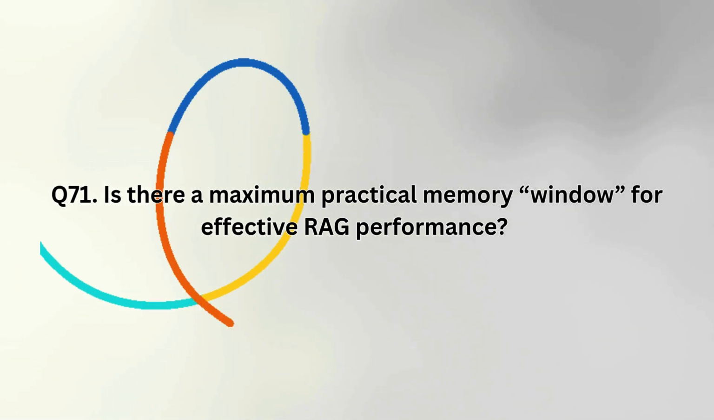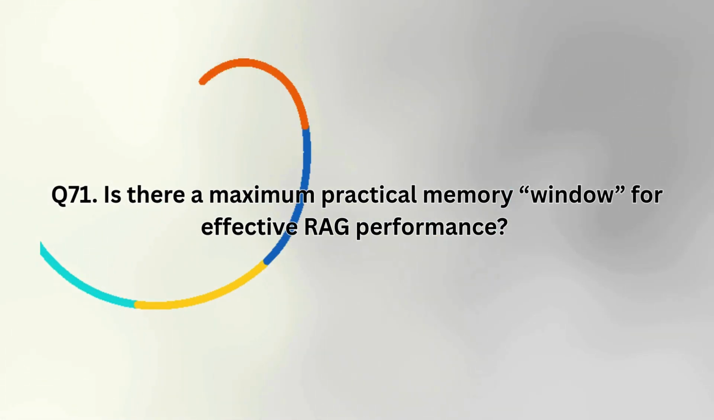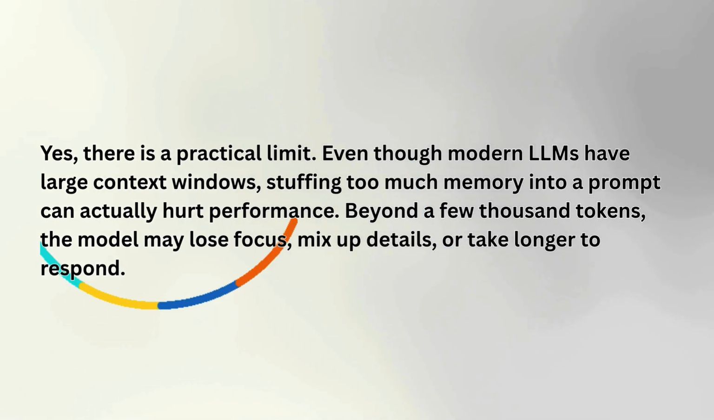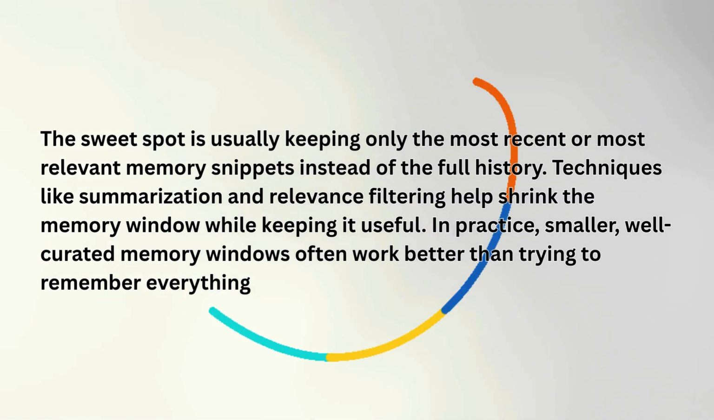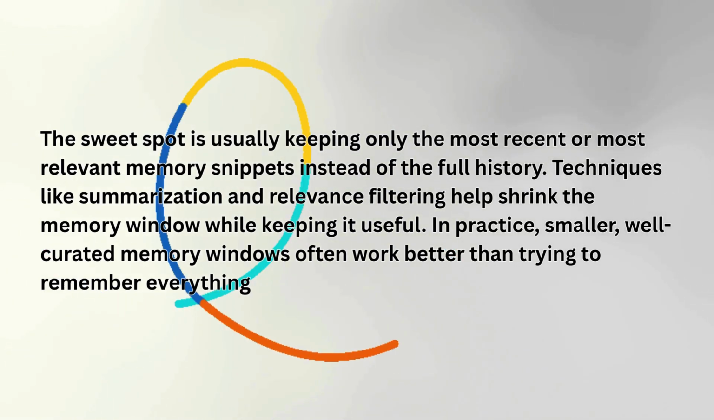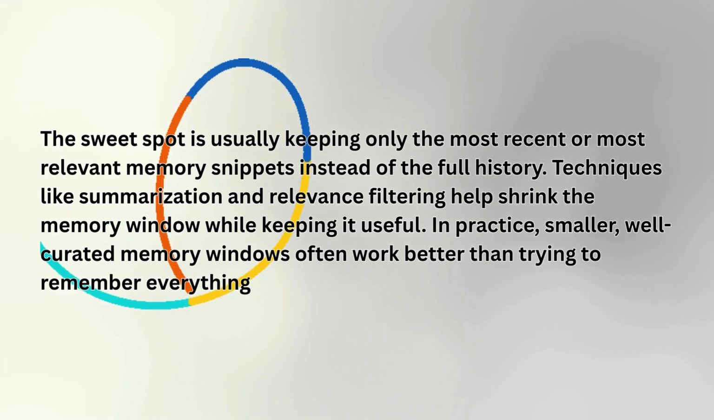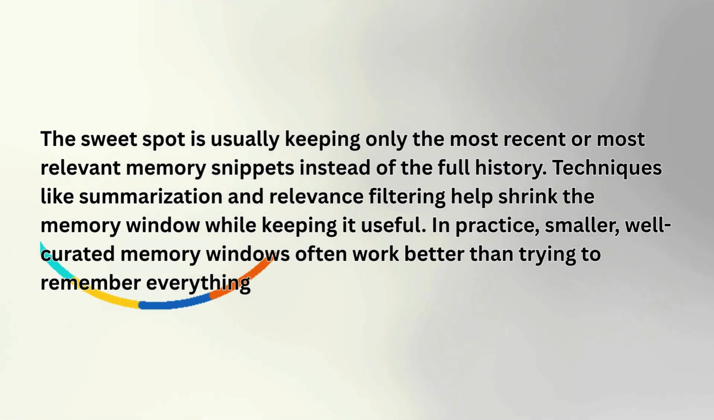Is there a maximum practical memory window for effective RAG performance? Yes, there is a practical limit. Even though modern LLMs have large context windows, stuffing too much memory into a prompt can actually hurt performance. Beyond a few thousand tokens, the model may lose focus, mix up details, or take longer to respond. The sweet spot is usually keeping only the most recent or most relevant memory snippets instead of the full history. Techniques like summarization and relevance filtering help shrink the memory window while keeping it useful. In practice, smaller, well-curated memory windows often work better than trying to remember everything.